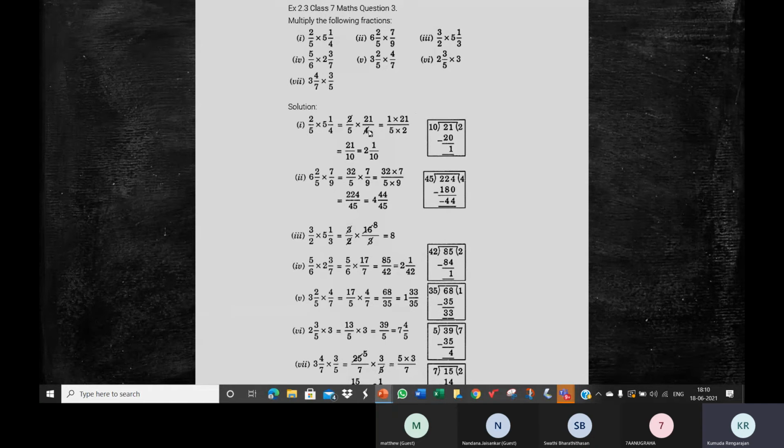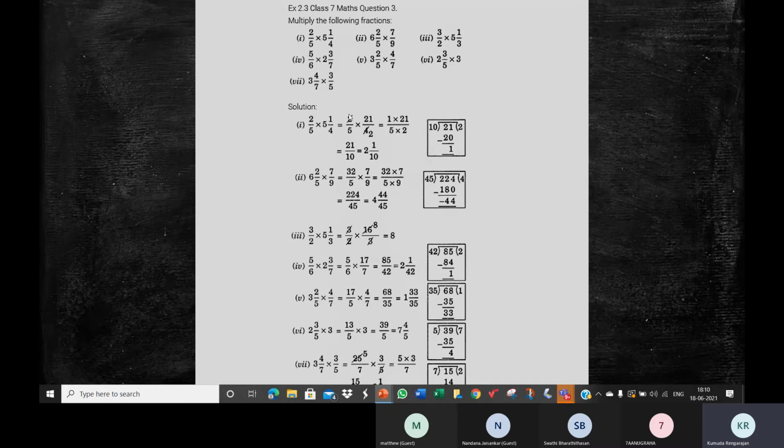Then how do you multiply? We don't straight away multiply 2 into 21. We first try to simplify the fractions. How? We take a number from the numerator, another number from the denominator, and we try to simplify them. If simplification is not possible, then we multiply the numerators and denominators. So the first step to multiply fractions is we try to reduce the fractions, by taking one from any numerator and the other from any denominator.